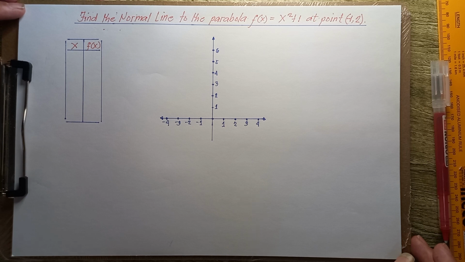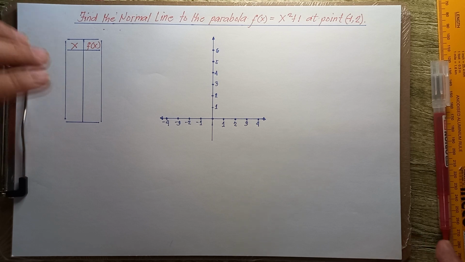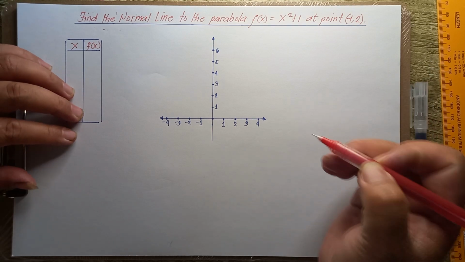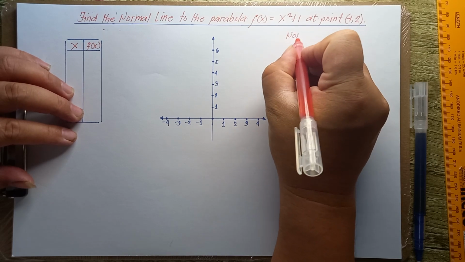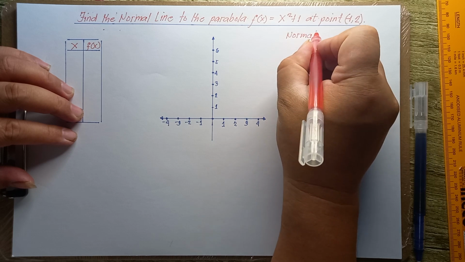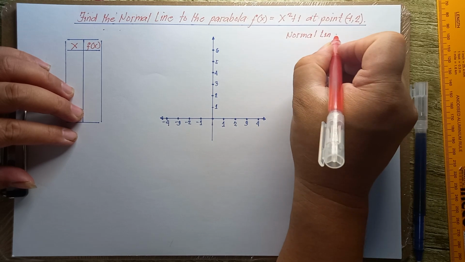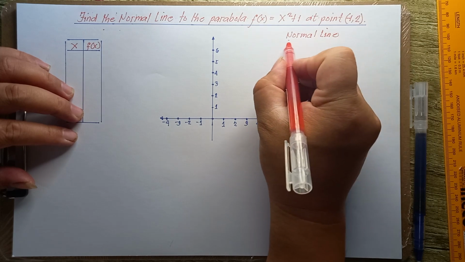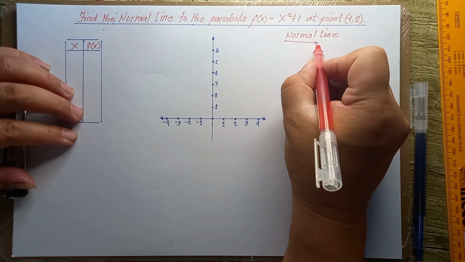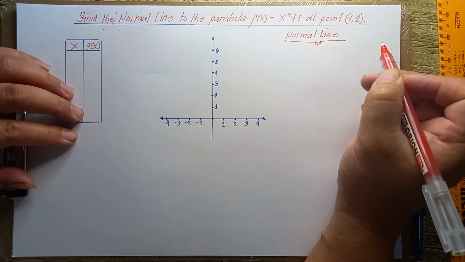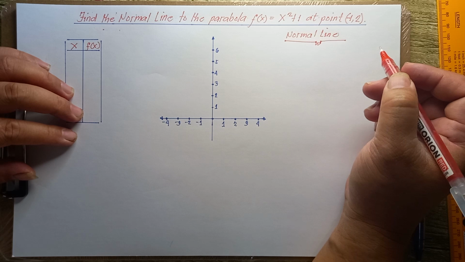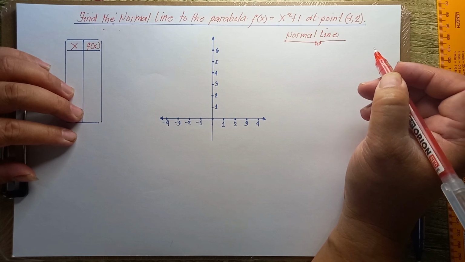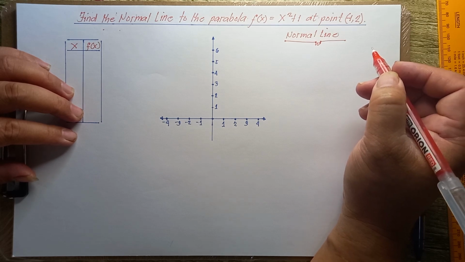Okay, so our focus today is the idea or the concept of normal line. When we say normal line, may we just try to define normal line. Now, when do we have a normal line? We create a normal line when there is a tangent line.